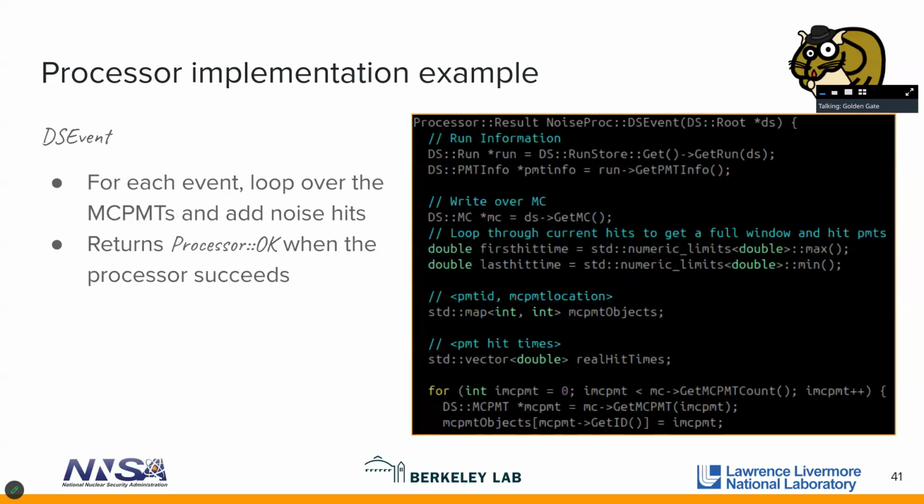Then the noise processor uses the DS event to loop over events because you haven't triggered yet. You're creating photoelectrons in the PMTs that may actually affect the trigger. And so we're looping over events using the DS event method. And at the end, we return this thing called processor OK.